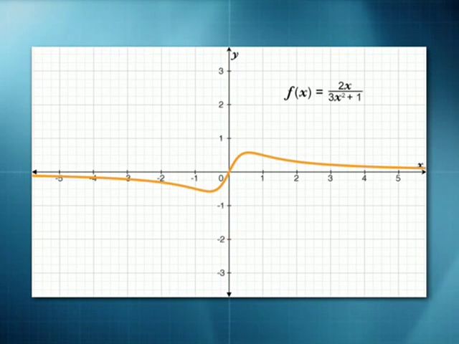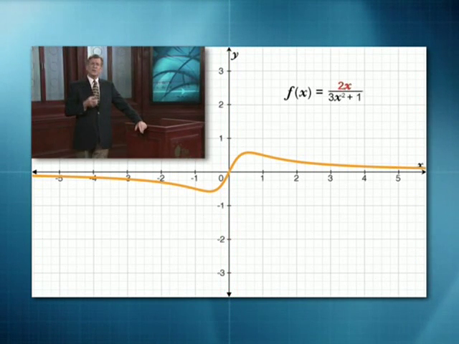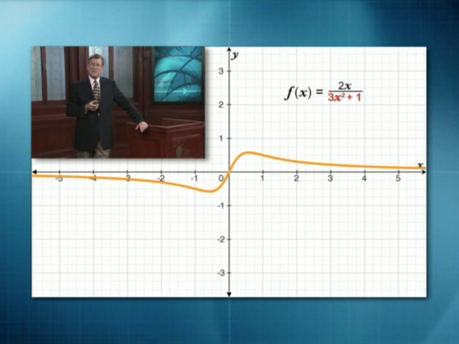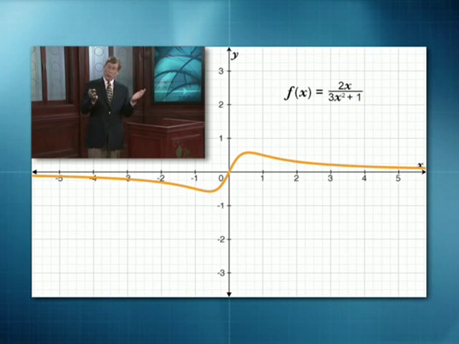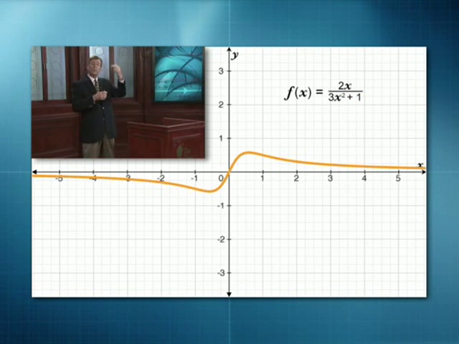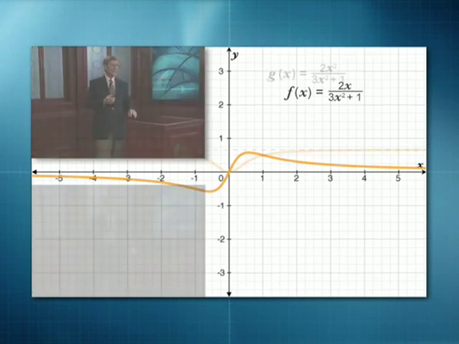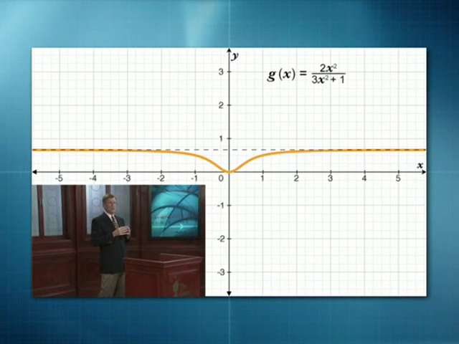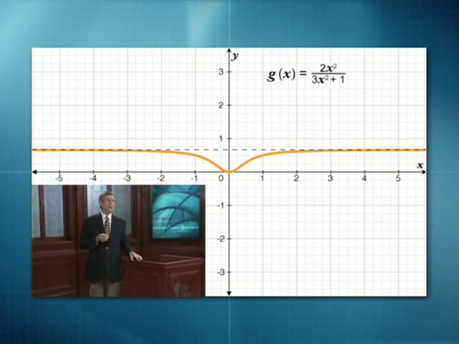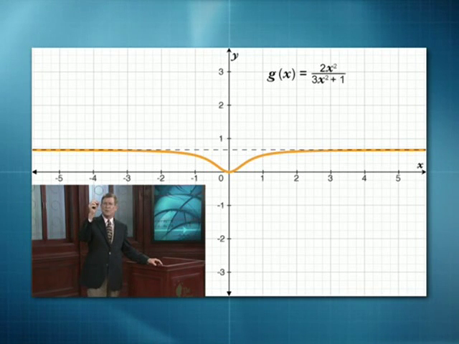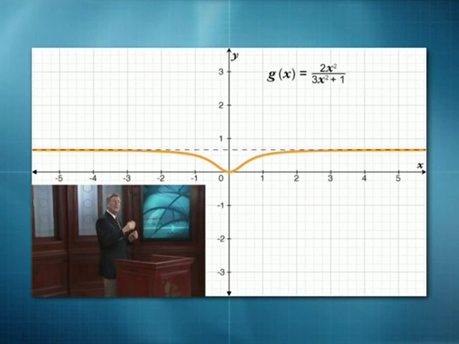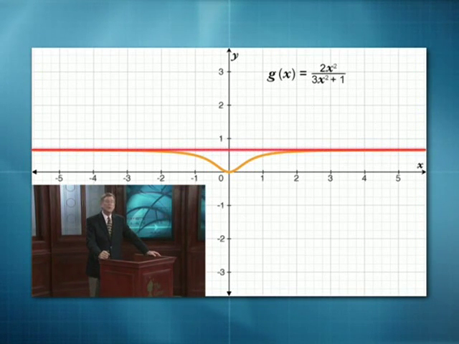And here's the intuitive reason why. The numerator is 2x, but the denominator is 3x squared plus 1. As x gets really large, either positive or negative, the denominator will overwhelm the numerator, and hence the quotient approaches 0. Well, here's a related function, 2x squared over 3x squared plus 1. The only change now is the numerator is 2x squared. What's the situation now? Well, now it has a horizontal asymptote at y equals 2/3.